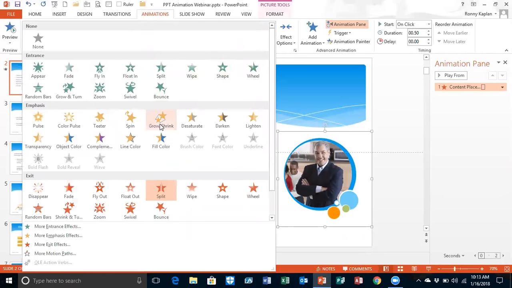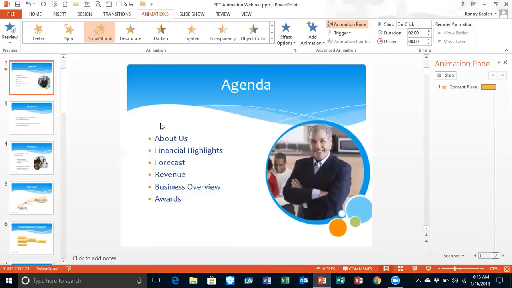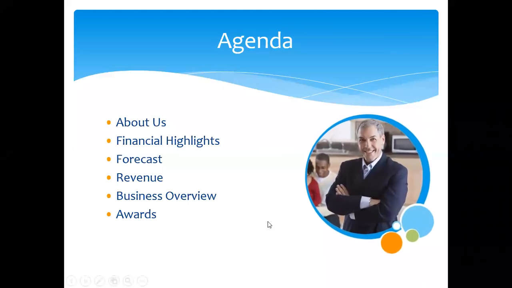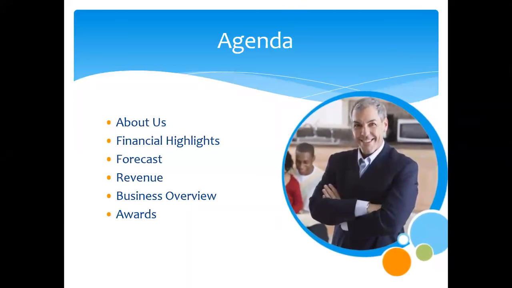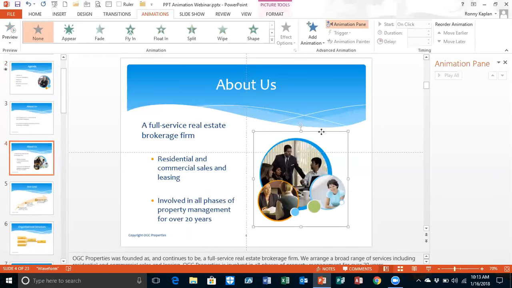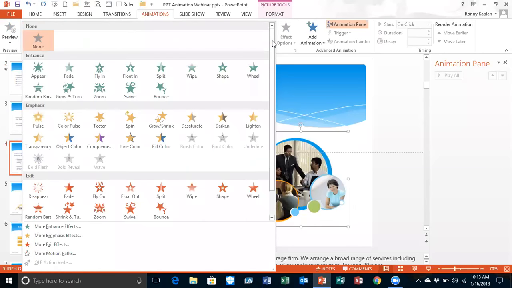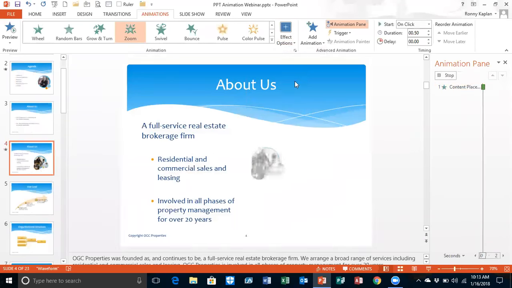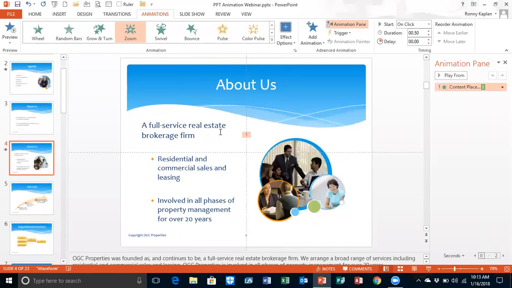So if I wanted to do an emphasis like a grow shrink, it's pretty interesting. If I run the slideshow, again, it's going to appear, and when I click, it's going to do this grow thing. Okay. So that's a little bit about how we can work with pictures. Here's another picture, another example, and I can perhaps do something like a zoom, so it zooms in, and there are also options, from the center of the picture, or from the center of the slide, so that's pretty easy.